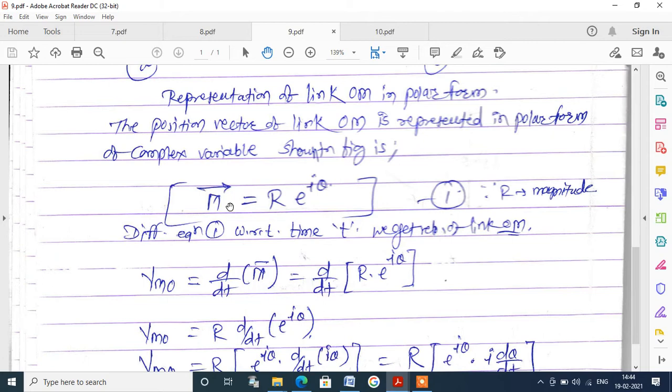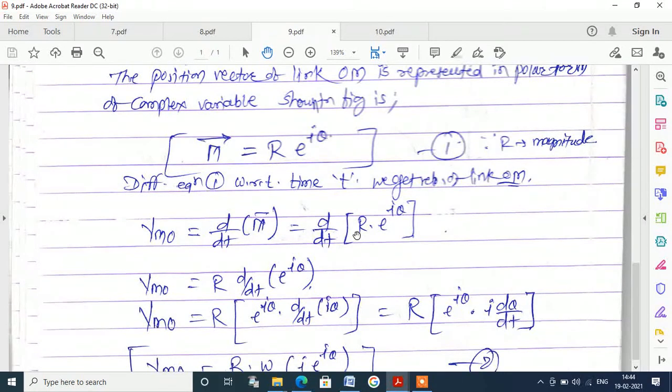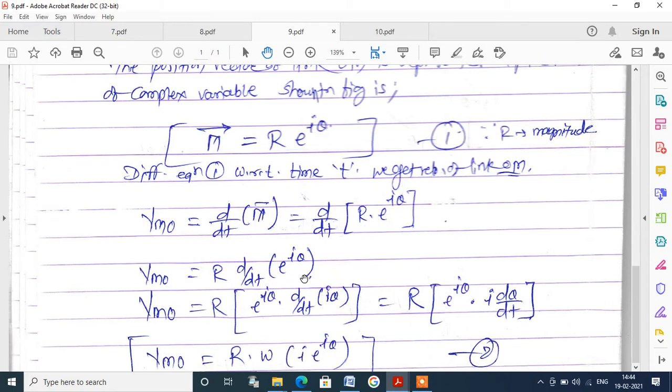If you differentiate this equation 1 with respect to time t, we get velocity. So differentiate d by dt of M bar, so we get d by dt of R e raised to i theta. So R you can take outside of the differentiation as a constant. So d by dt of e raised to i theta. Now use differentiation here. So it is e raised to i theta times d by dt of i theta. So it is e raised to i theta i d theta by dt. So we'll get R, where d theta by dt we know is omega. So velocity is R omega i e raised to i theta, correct?